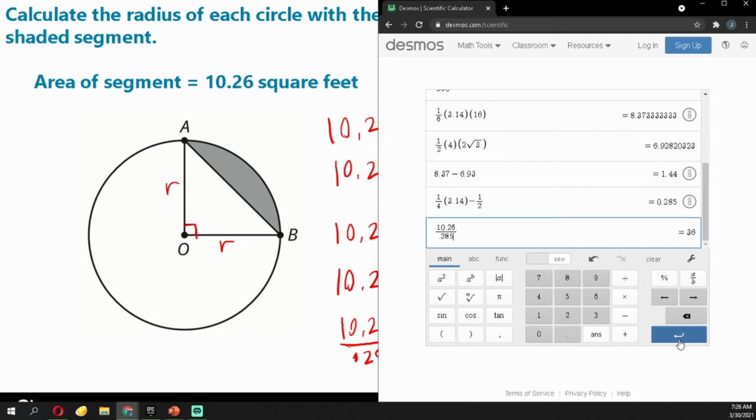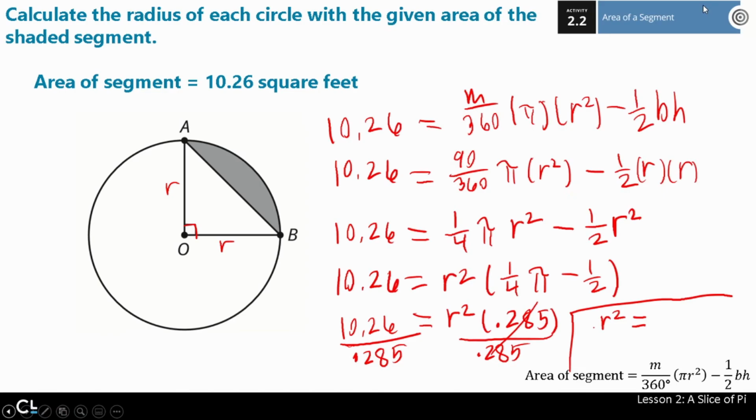0.285. We click enter and it's going to give me 36. And then we do r squared. Take the square root of both sides and we get r equals 6. Same answer as last time. Well, it's the same setup. That's probably why. They just gave us the 9 pi minus 18. 9 pi minus 18 is going to give me 10.26. Surprise, surprise. And there we go. We get r equals 6.